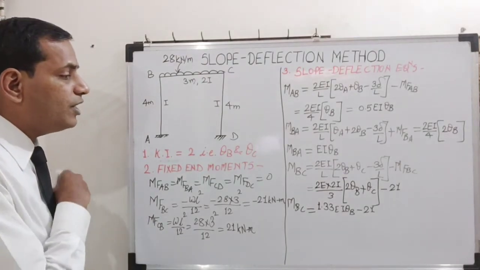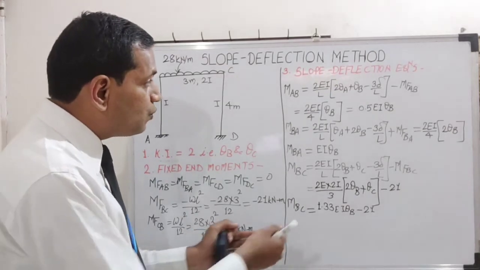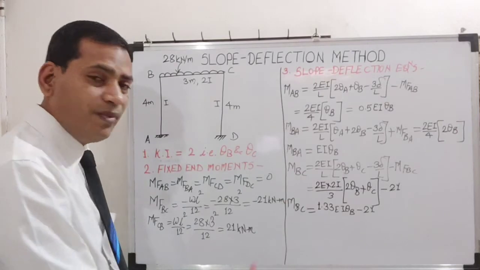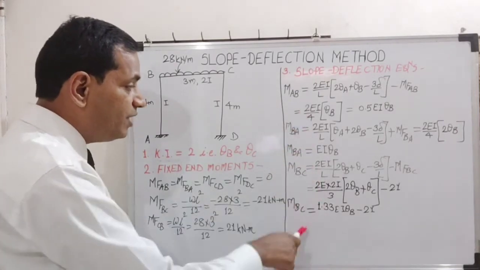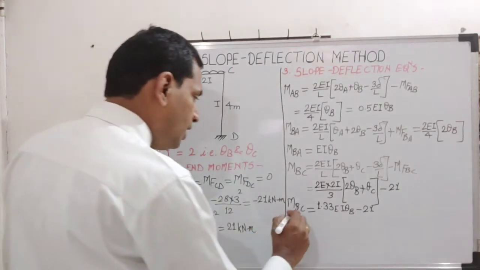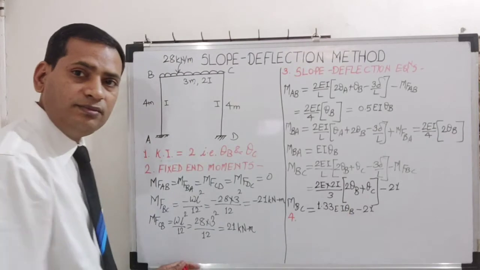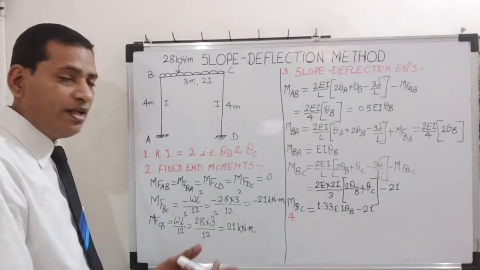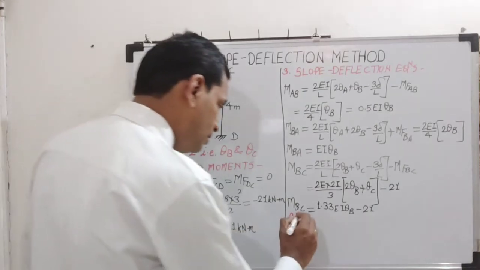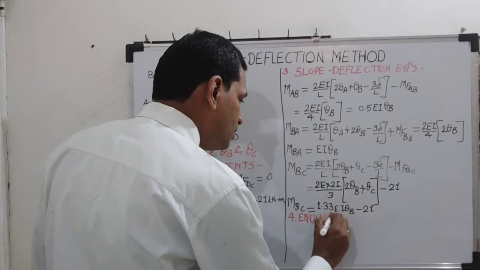Now what will be the next step? We are going to stop this step here with only 3 equations. The remaining 3 will be equal and opposite of these 3. So we go to the next step, equilibrium equations. Now how many unknowns do we have? Only one. Theta B is minus theta C. So we have only one unknown, so we need only one equation.